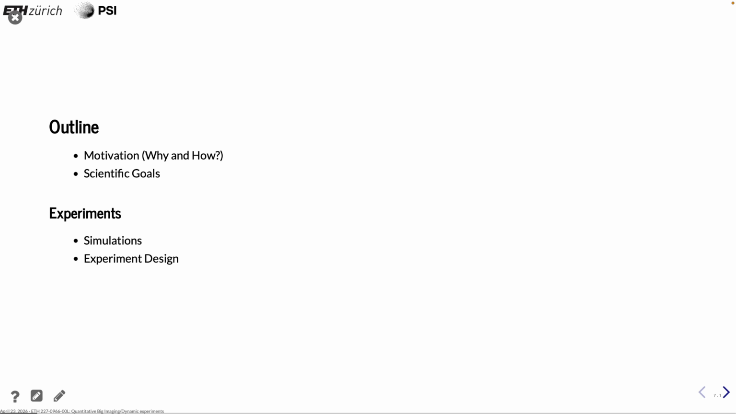So today I'm going to look again into a little bit motivation, some scientific goals of this kind of experiments, and looking also at how to simulate to prepare for the experiment, because if you're starting doing time series, it's maybe good to know before how to design your experiment in order to get the information you need.